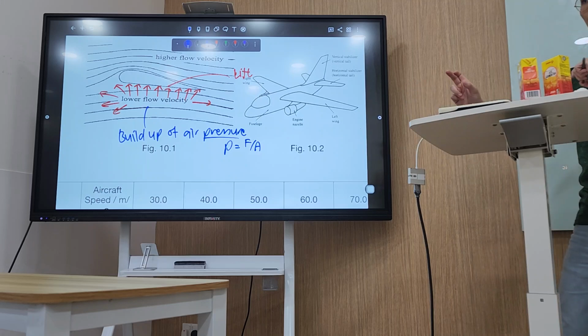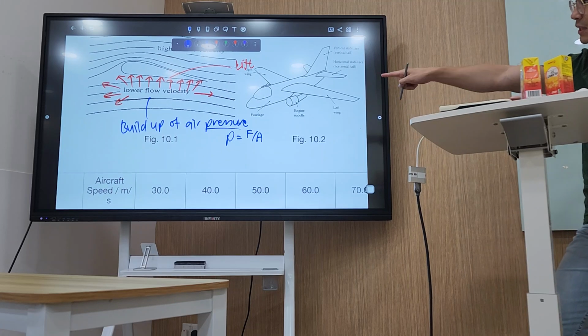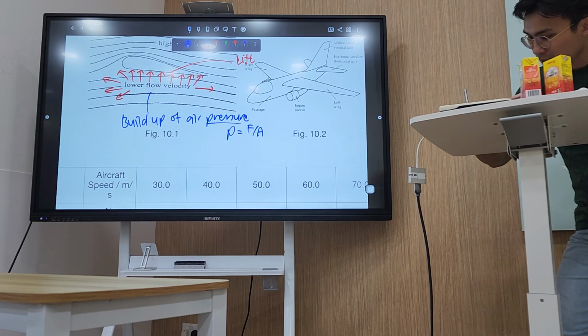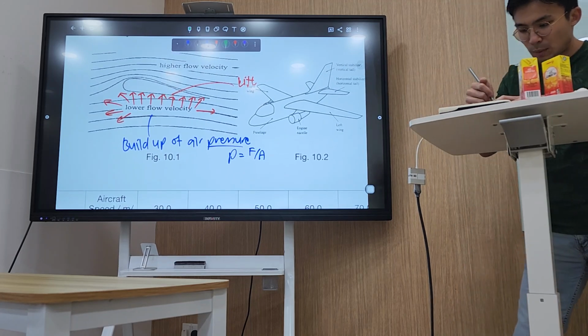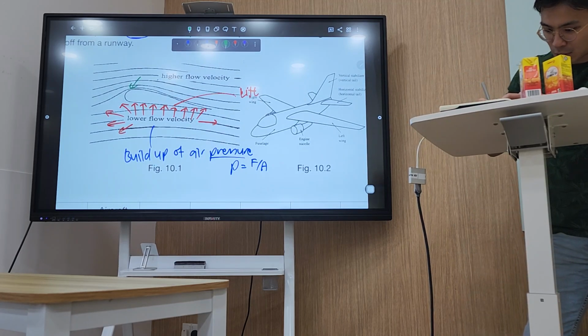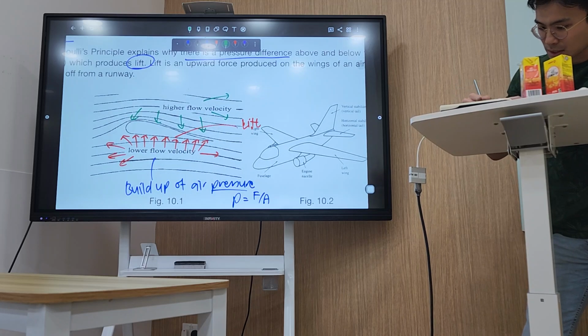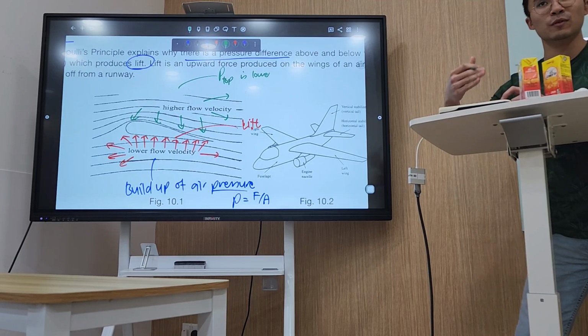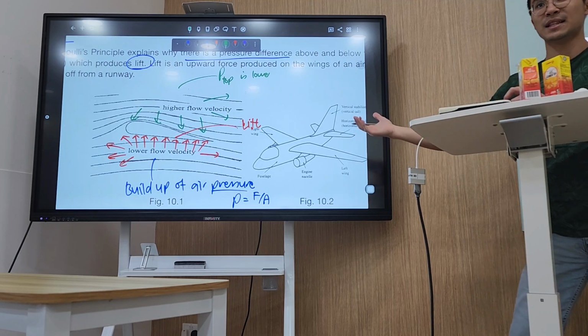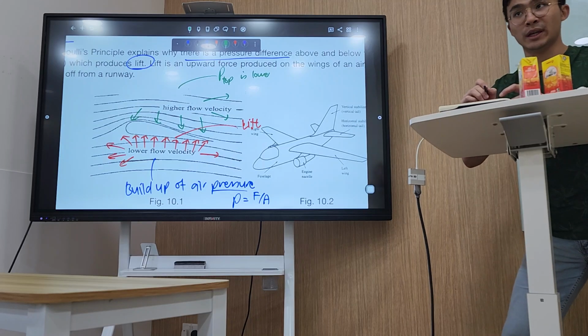Okay, so with that being said, with this build-up of air pressure, you will have a lot of pressure below, but not so much pressure on top. Maybe you have a couple of arrows. Because your pressure on top is lower, because your air is moving faster. There's less people caught on top of you.